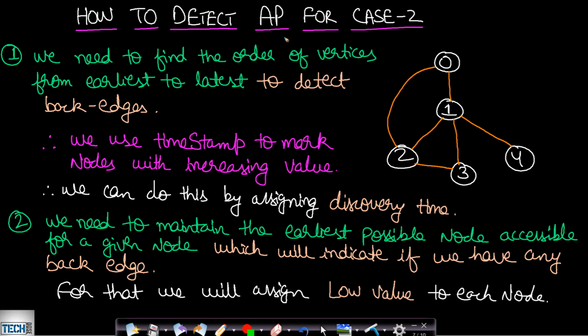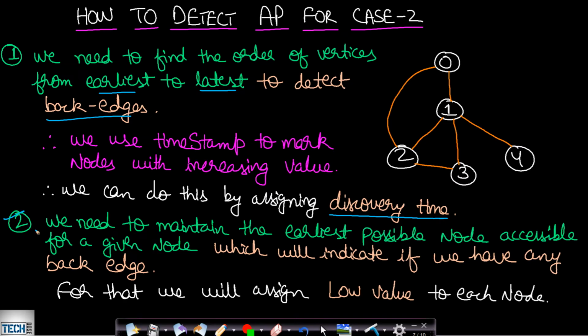So how to detect an articulation point for this case 2? Well, in this case we need to find the order of vertices from the earliest to latest to detect the back edges. So in order to detect back edges, we need to assign some timestamp values to mark the nodes with increasing values. We can do this by assigning the discovery time. I have already shown the concept of discovery time as well as low time in my previous video on Tarjan's algorithm for strongly connected components. The link will be present in the description below. You can go there and watch all the concepts completely.